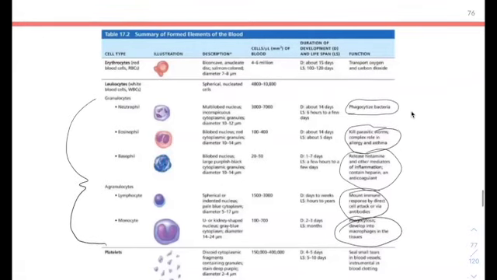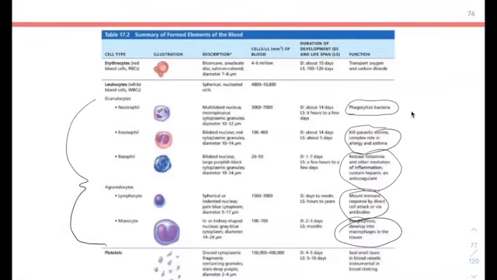And then the red blood cells, pretty sure I asked something about this, how many, and about how long their lifespan is.